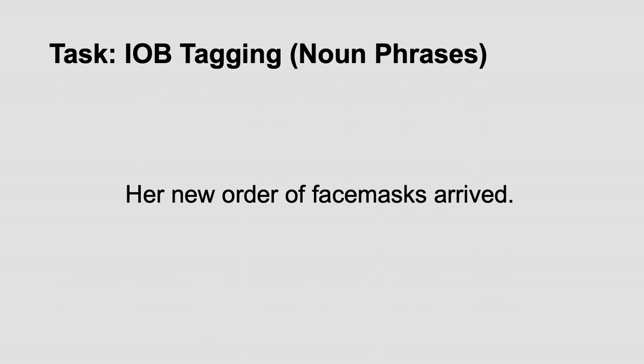In the previous example, we didn't have any O tags because every word belonged to a constituent, but that doesn't have to be the case. If we were instead looking for only noun phrases in the same sentence, we would end up with something like this, where both of and arrived are outside any constituent.